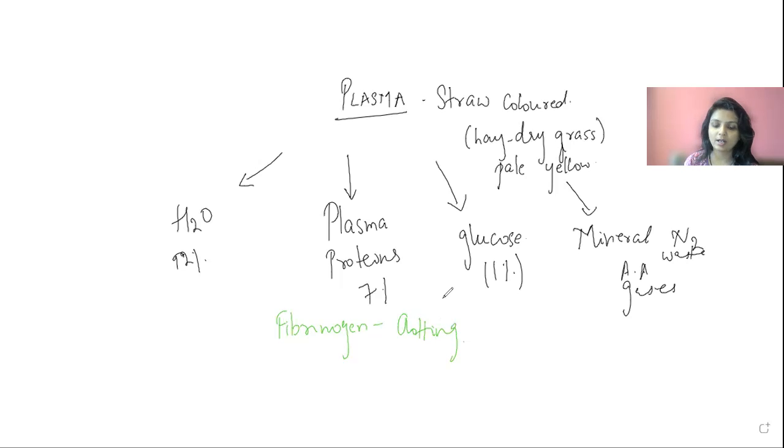Another one is albumin. Albumin is the one which helps to maintain the concentration of the blood. So you also call it osmolarity.